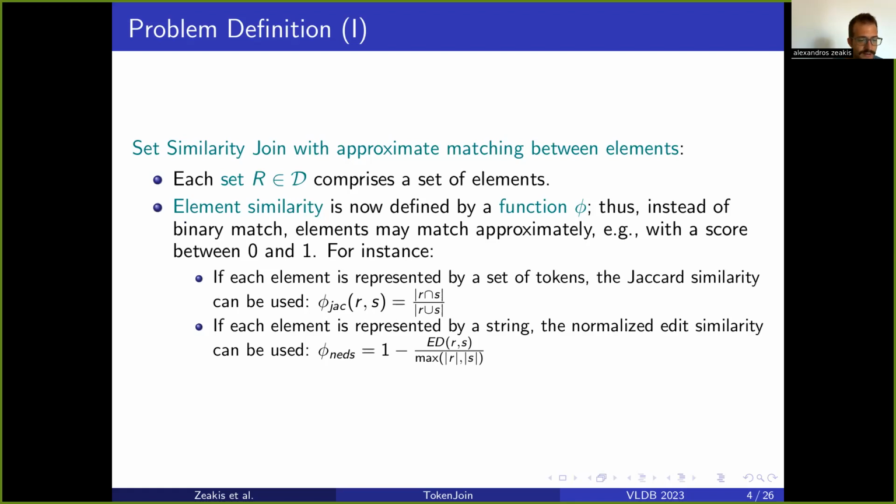In case we use Jaccard similarity as phi, then each element comprises a set of tokens, and the similarity is computed by their intersection over their union of tokens. In case we use normalized edit similarity as phi, then we use the edit distance to find the difference between the two elements, which is normalized by the size of the maximum element and subtracted from 1 to represent similarity.